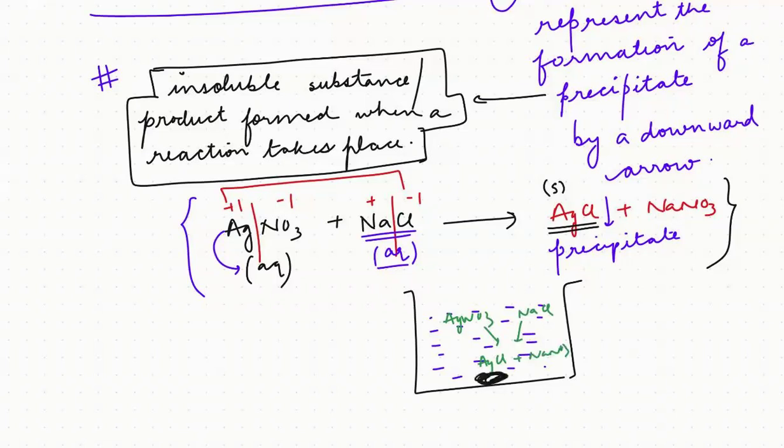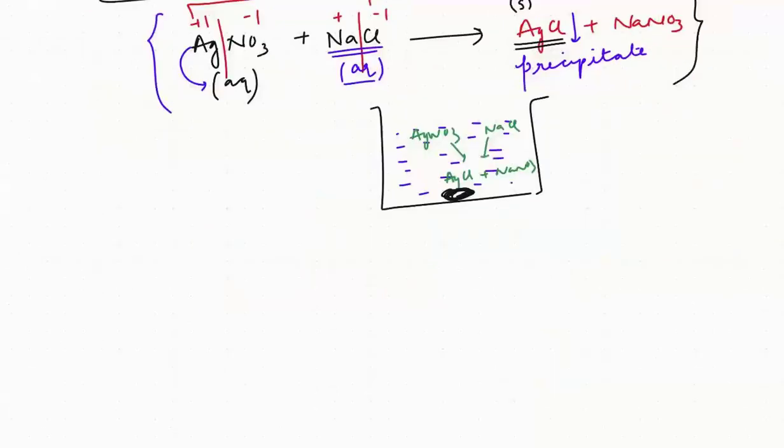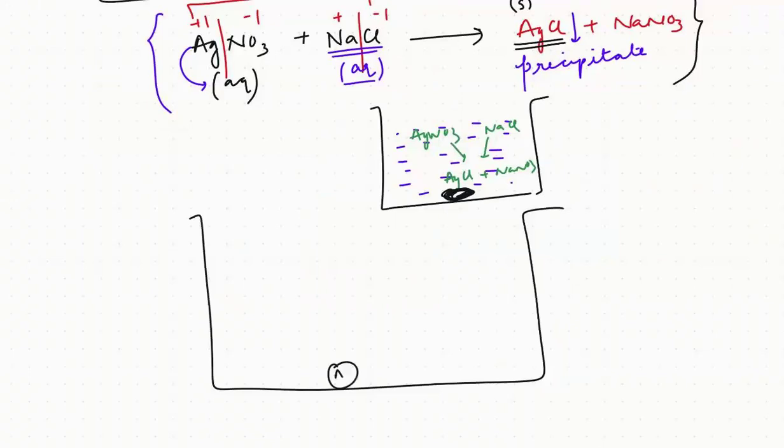So basically you understand that when you have water, Ag plus and Cl negative would prefer to stay together and they would not dissolve into water. Dissolving into water would mean that Ag plus will separate and NO3 negative would separate. Na plus would separate and Cl negative would separate. Na plus would separate and NO3 negative would separate. I hope you're understanding.